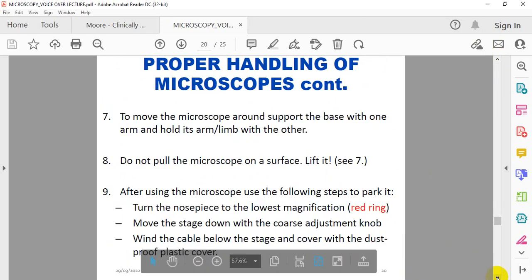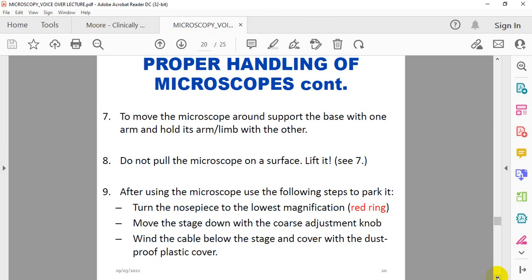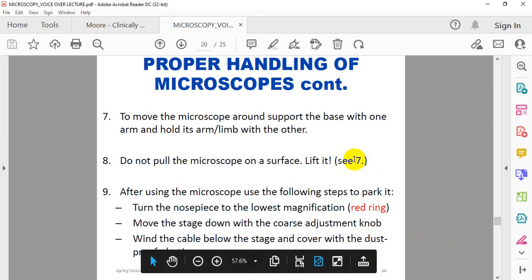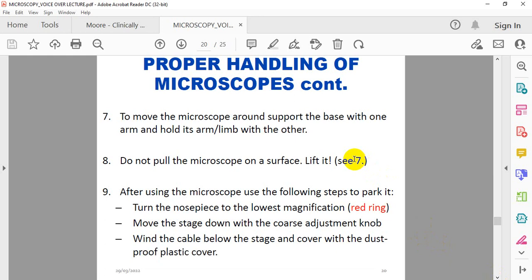Okay, so to move the microscope around, support the base, like what I said, with one arm and hold its arm or limb with the other. Very important. You may meet some of these things in the exams. Do not put the microscope on the surface. Lift it.